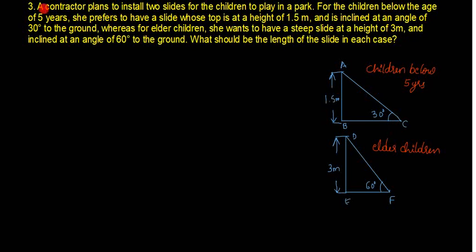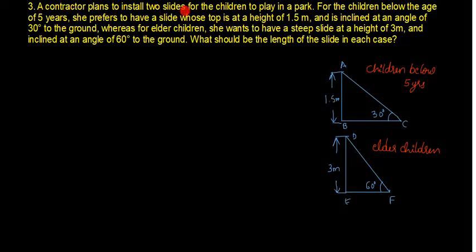A contractor plans to install two slides for the children to play in a park. For the children below the age of 5 years, she prefers to have a slide whose top is at a height of 1.5 meter and is inclined at an angle of 30 degrees to the ground. Whereas for the elder children, she wants to have a steep slide at a height of 3 meter and inclined at an angle of 60 degrees to the ground. What should be the length of the slide in each case?